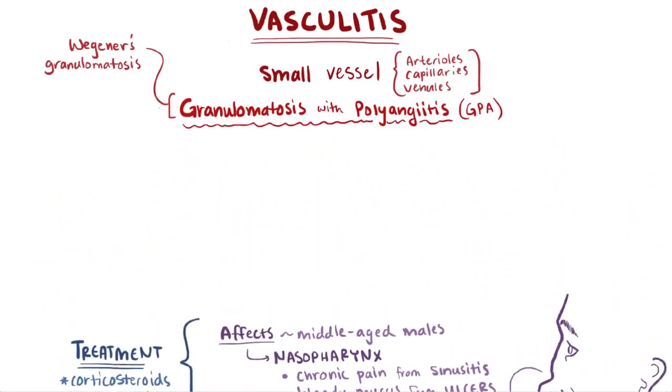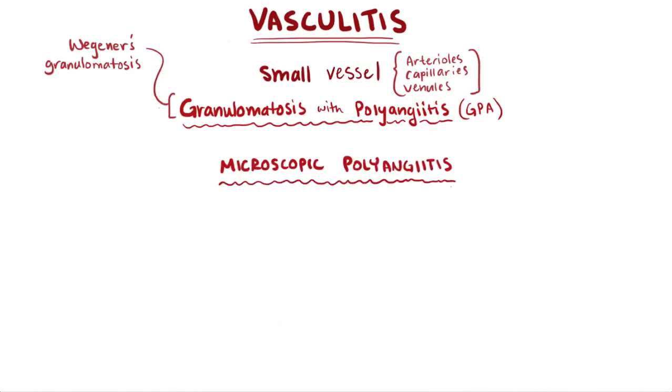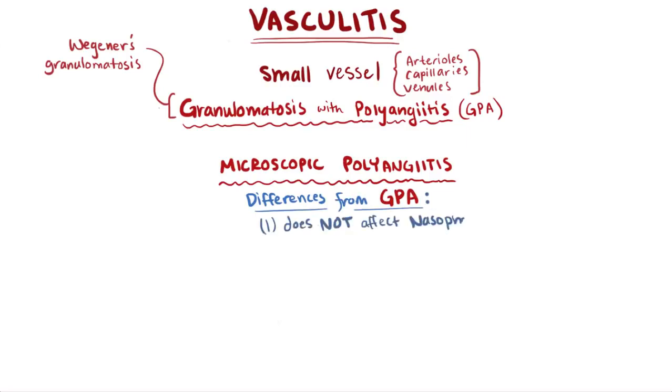Another small vessel vasculitis that's very similar to granulomatosis with polyangiitis is microscopic polyangiitis. It's so similar, in fact, that you need to rely on some clues to help you distinguish them. Microscopic polyangiitis doesn't affect the blood vessels of the nose and sinuses, only the kidneys and the lungs. You also won't see the granulomas in the blood vessel walls like you would in granulomatosis with polyangiitis.